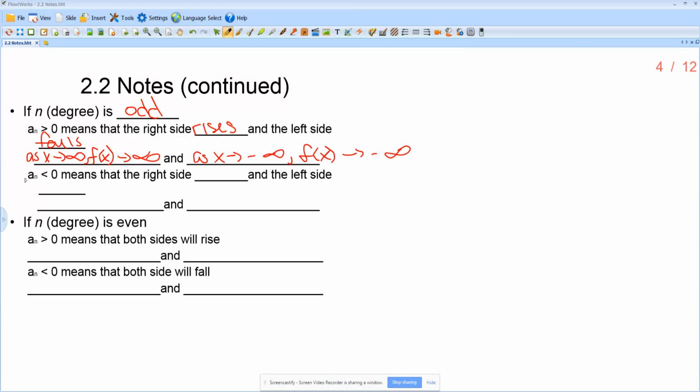If, however, the degree is odd and the lead coefficient is negative, that means that the right side falls and the left side rises. This is essentially just a reflection. You know, again, going back to section 1.4, we've reflected this. Notationally, this can be written as x goes to infinity. So as I'm going to the right, I'm falling, so f of x goes to negative infinity. And as x goes to negative infinity, so as I go infinitely to the left, I'm rising, so f of x goes to infinity.